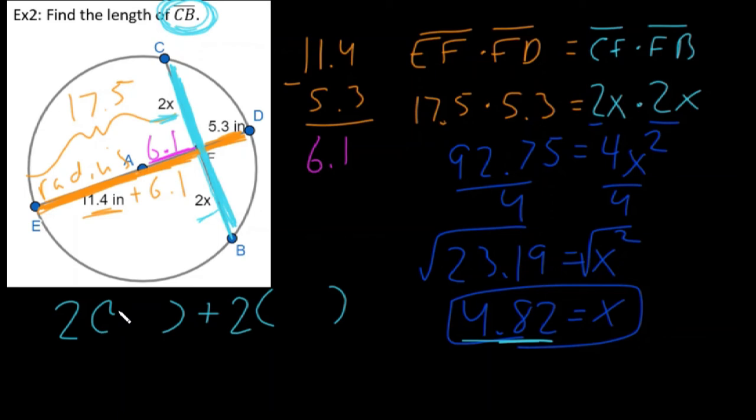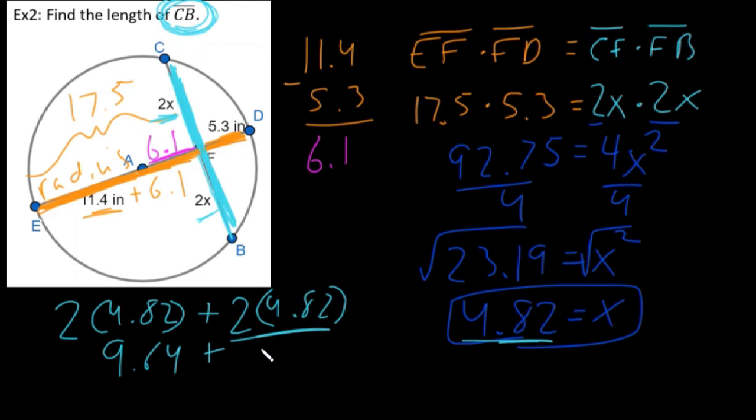So I'll write 2 times 4.82, and of course right there, 4.82. And let's see. The good news about these, they're both the same. So 2 times 4.82 would give us 9.64 plus, and notice how that's the same.